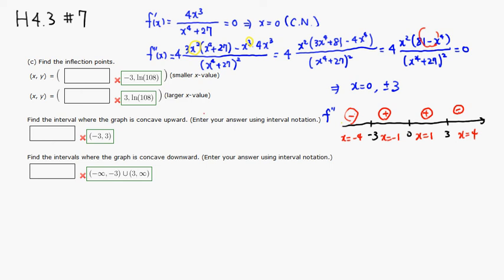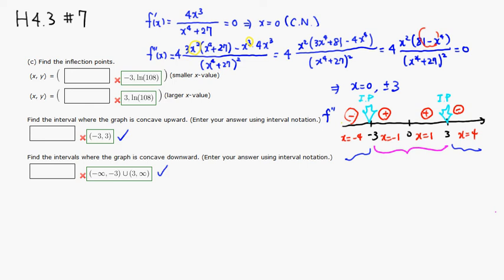So concave upward would be right here, because the second derivative is positive, so from negative 3 to 3. Concave downward would be those guys, so negative infinity to negative 3 and 3 to infinity. So we got that. Since concavity changes at these points, right here concavity changes, and here it changes, but at 0 there's no concavity change. So you have an inflection point here and an inflection point there.